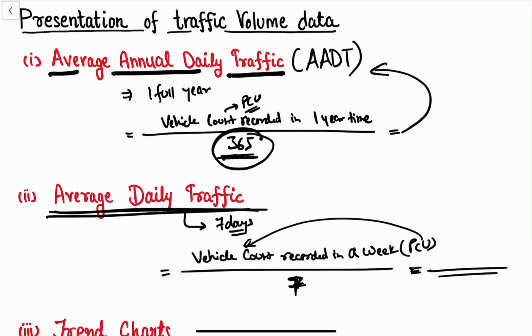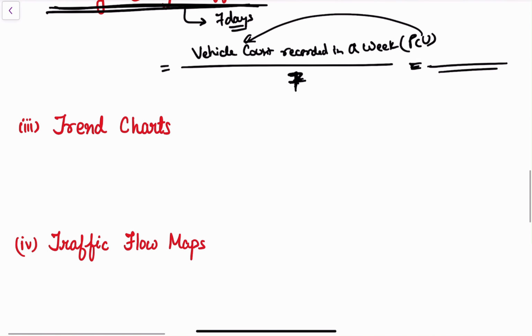Doing a one year study will take into account the daily variation, the seasonal variation, and the weekly variation, and will give you a more reliable result. The third is the trend chart, and the trend chart helps you to assess or identify a trend.